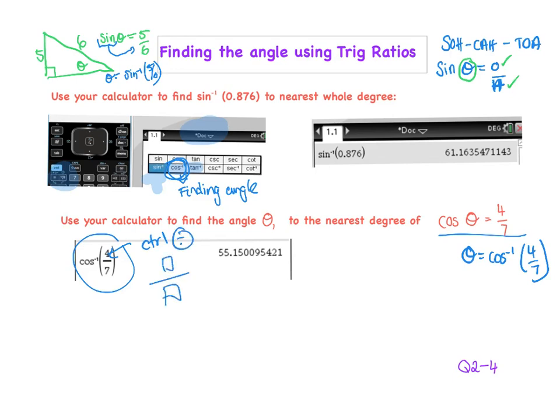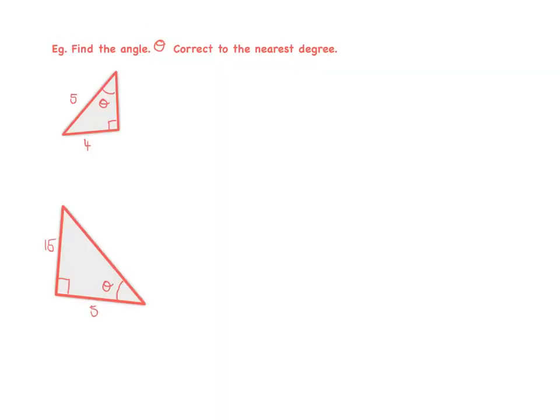And then you can type in. Now we have to make sure that it says degree up there. See? Degree, degree. Yes? And then if we said to the nearest degree, what would this answer be? If it's 55.15, what's the nearest degree do you think? 55. Yep, 55 because that was a 1, wasn't it? So 55 degrees would be the nearest degree. All right, so today we're going to look at finding the angle with the examples here.